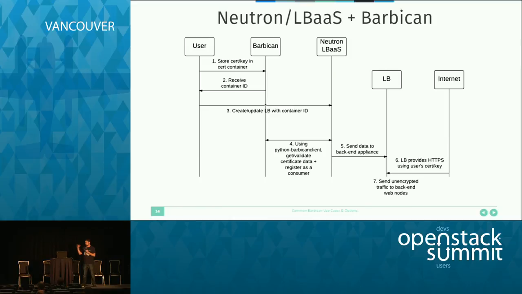Then they'll make a request to our service, Neutron LBaaS, and they'll pass in that container ID along with their TLS termination create or update, at which point we will use Python Barbican client to go get that data, register, and then validate the data and pass it on to our load balancing appliance in the back end, which then uses that certificate data to do TLS termination. So it's fairly straightforward, but definitely adds a much needed functionality to Neutron LBaaS in V2. So that's all for me, so I'm going to pass it to John to talk about Swift's use case.